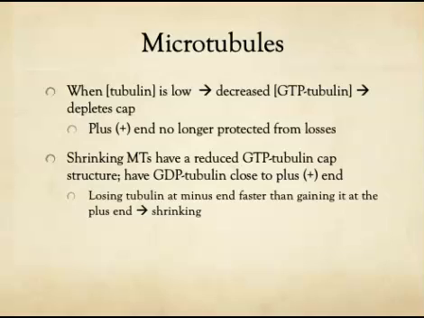Now imagine this going on. For a while, the cap can just get smaller and smaller and smaller. As the cap gets smaller, though, the plus end is no longer protected from losses. If we lose the GTP cap in its entirety, we've lost the protection from losses at the plus end. So for a while, the cap is there, it's just getting smaller, and the microtubule is just shrinking in its length. There's less cap, there's more GDP being removed from the minus end, and the microtubule just gets shorter.